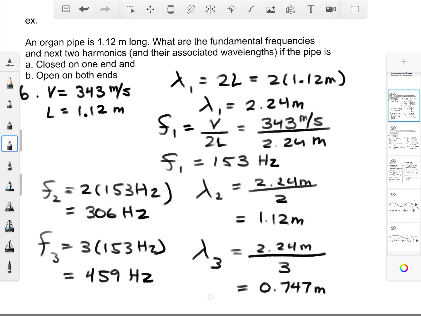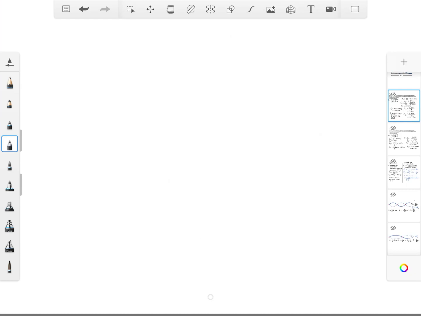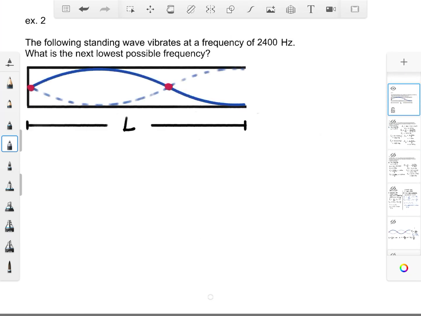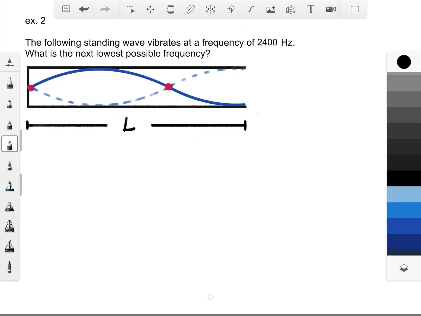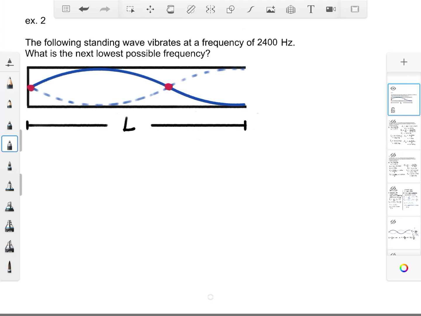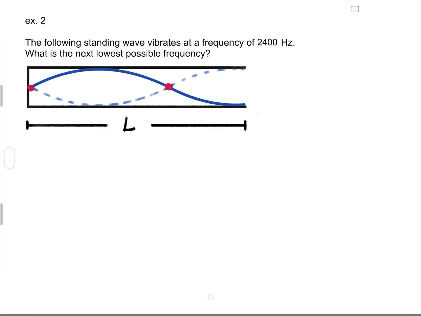All right, let's look at some examples that are going to be similar to what you're going to see on Khan Academy. Okay, this one says, the following standing wave vibrates at a frequency of 2,400 hertz. What is the next lowest possible frequency? Here is what you need to do to answer this question. First, you have to determine, do we have two open ends or only one open end? When you look at it, it's very clear that you only see one open end. So we're only going to see our odd number harmonics.